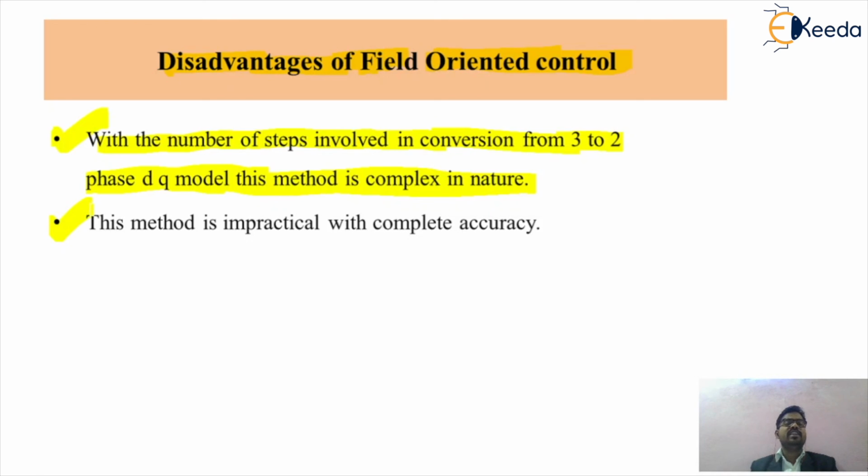The second disadvantage is that this method is impractical with complete accuracy. While we are controlling the speed of the induction motor by means of field oriented control, this is not a practical method, and the accuracy of this system is not compatible with the system. So this is another disadvantage of field oriented control.